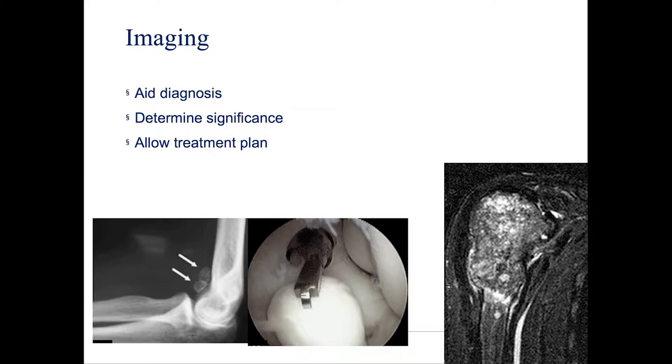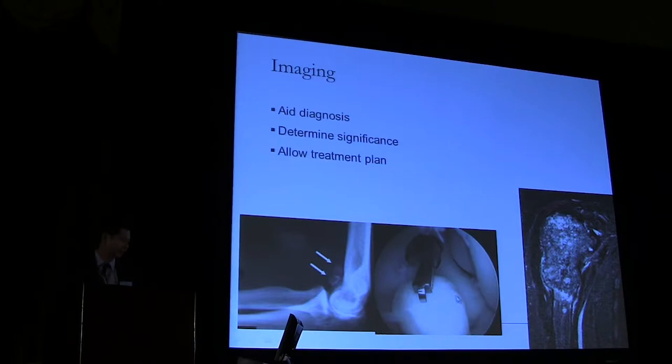Now, imaging can help you in diagnosing various pathologies, as I mentioned. You can also determine how significant an abnormality is, and it can also help us formulate a treatment plan. So here are some images of a patient with elbow pain. There are some loose bodies in the joint. Synovial chondromatosis in the elbow is what this is called, where you form loose bodies that calcify. And this is something that we can simply remove arthroscopically.